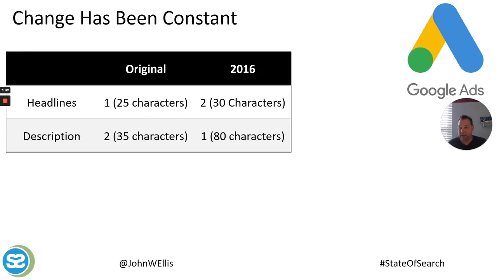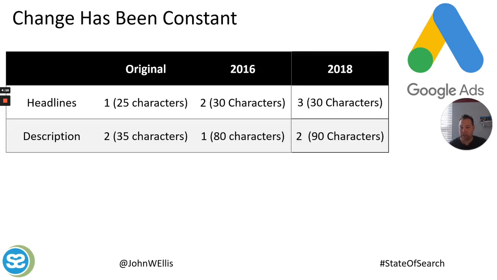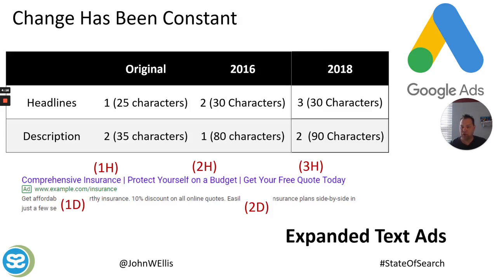Now, the rules of ad copy have obviously changed over the years, which is where we're getting into the conversation here. Gaining more characters, ultimately more real estate space in search engine results pages, which can be a good thing. In 2018, we were introduced to expanded text ads, giving us even more space. 3 headlines, 2 descriptions of 90 characters. Lots of room to play with and expand on.